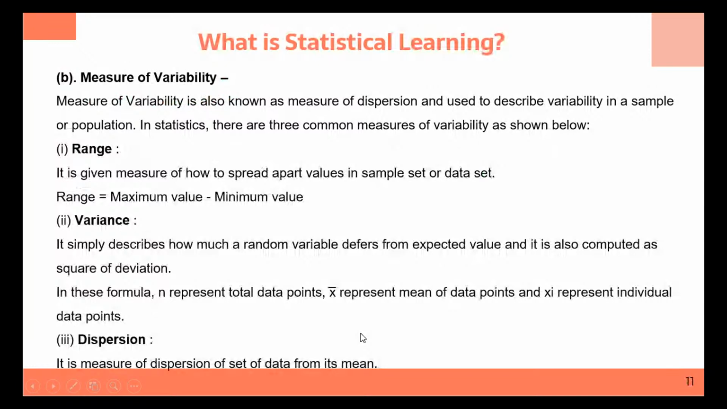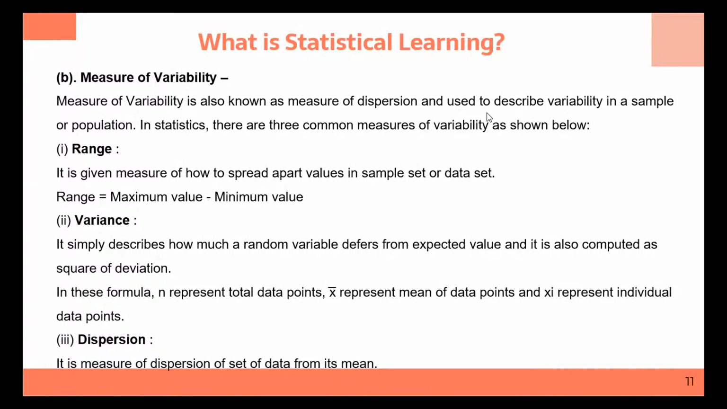Okay, let's look at the measure of variability once again. We will continue. Variability, as we understand, is a variation in the values. It's also known as a measure of dispersion. We understand the English meaning of dispersion. It is spreading across, and it is used to describe variability in a simple sample or a population of the data that you are considering to analyze.